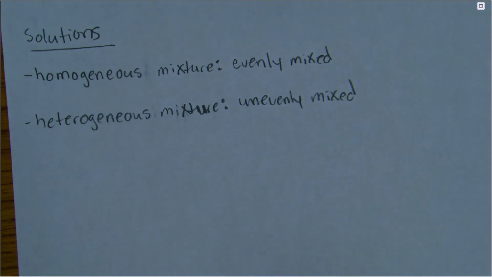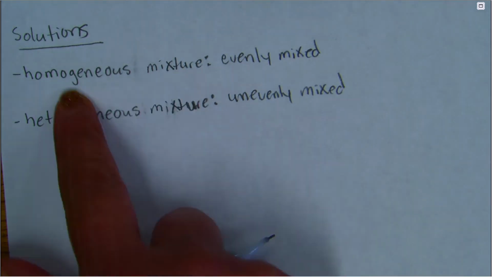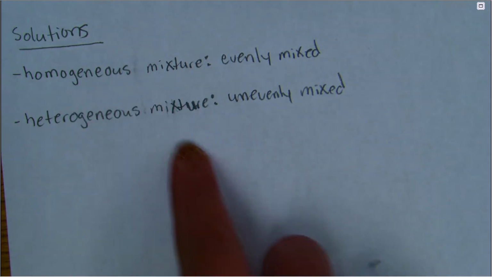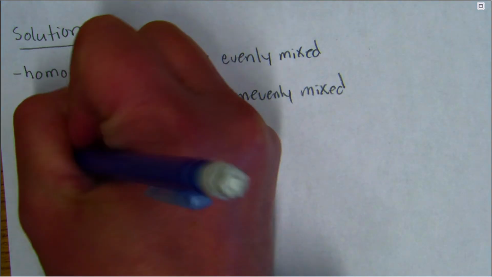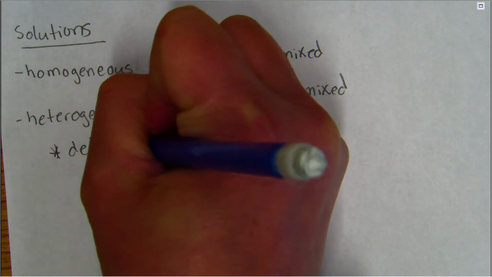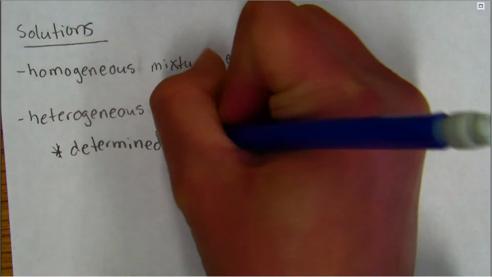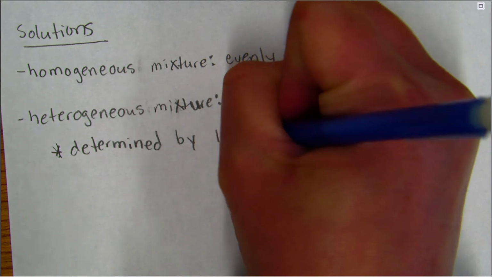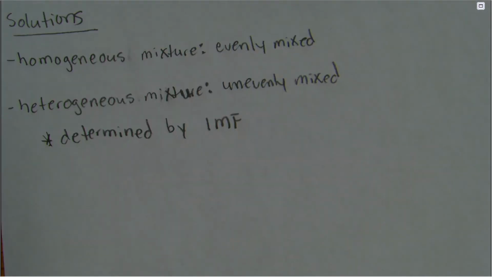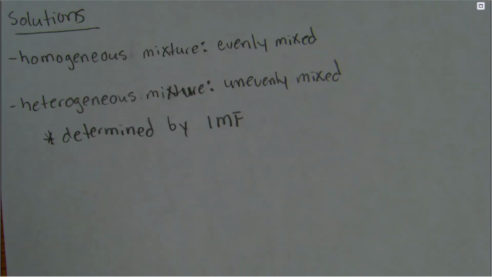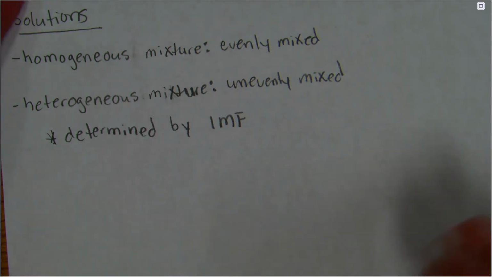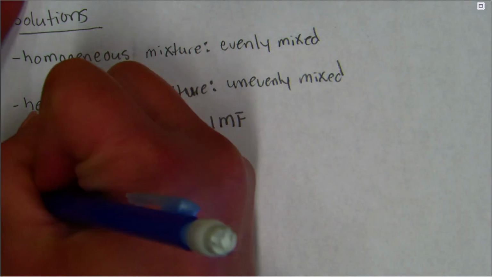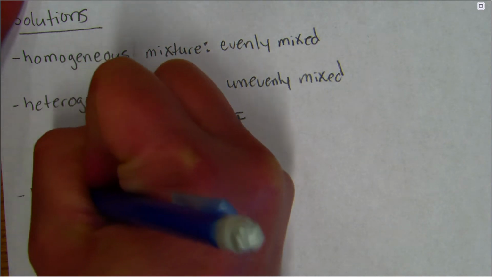So what actually causes something to be mixed homogeneously or heterogeneously? The reason this happens is going to be determined by the intermolecular forces. So the chemistry behind these different types of mixtures is, what are their intermolecular forces? In a homogeneous mixture, both are going to have similar intermolecular forces.